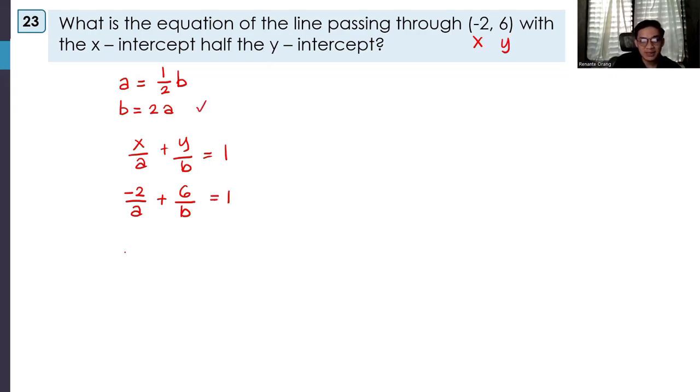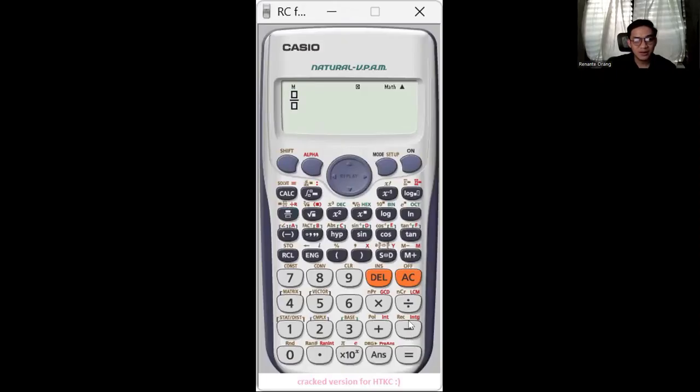Gagamitin natin tong nasa itaas, substitute natin. So, negative 2 over a plus 6 divided by b, wherein ang b natin is 2a. So, papalitan natin siya. Ayan, 2a is equivalent to 1. So, next, we will be using our calculator. I-input natin siya, class. We have negative 2 over, ang a natin is x para sa ating shift solve, plus 6 divided by 2a, which is our x.